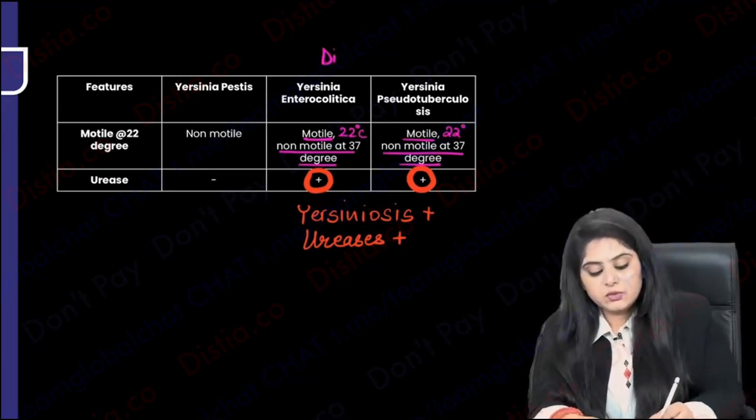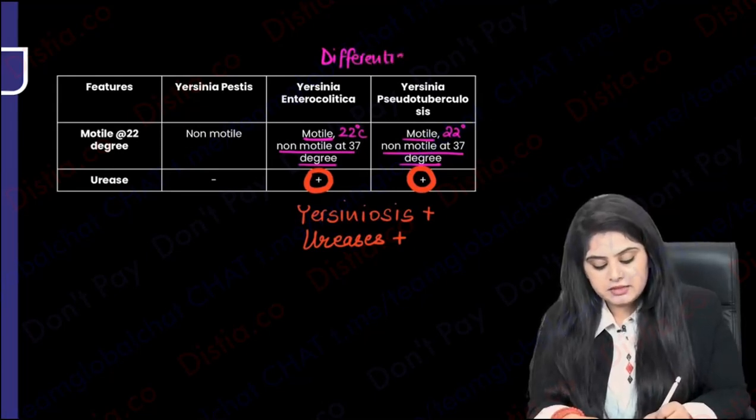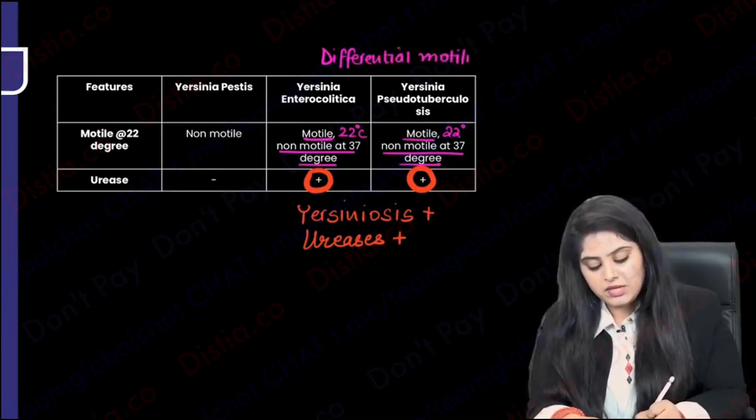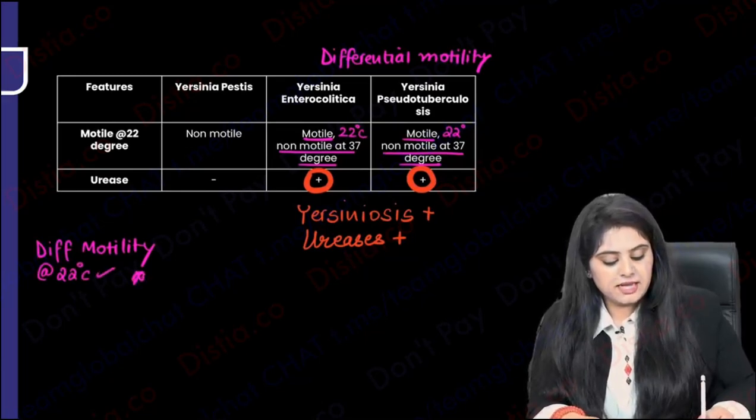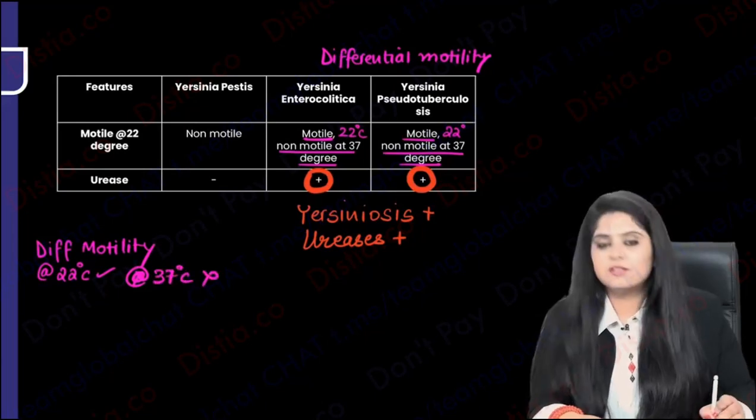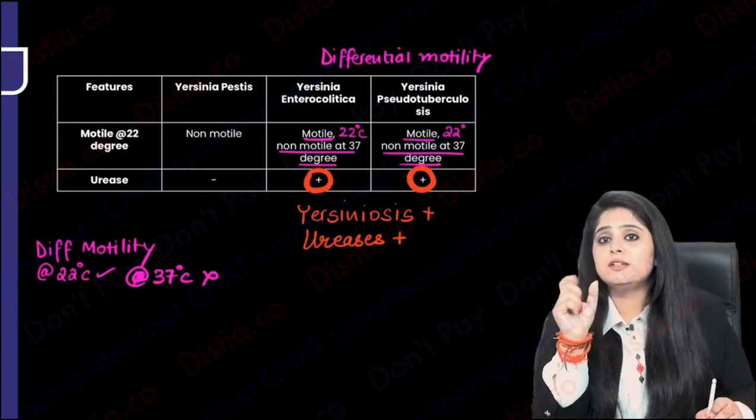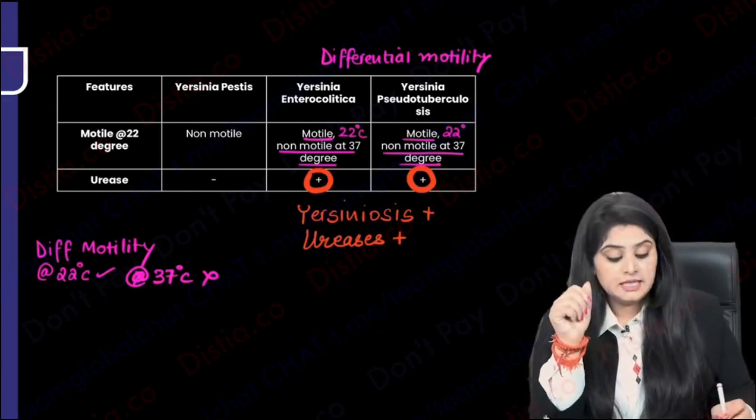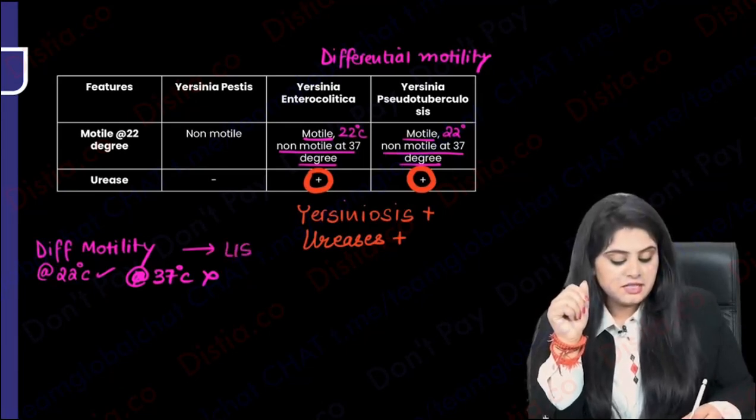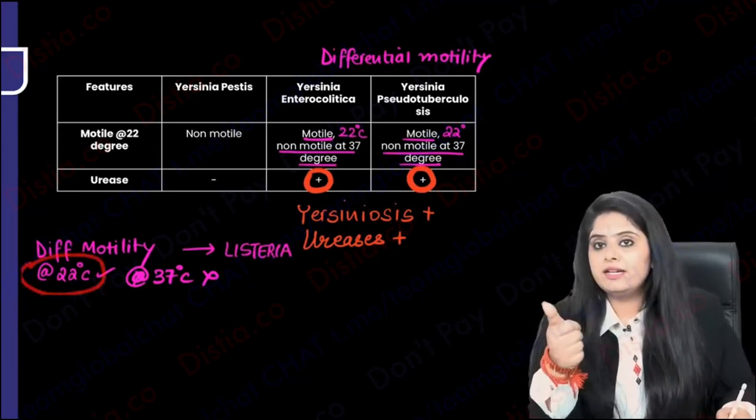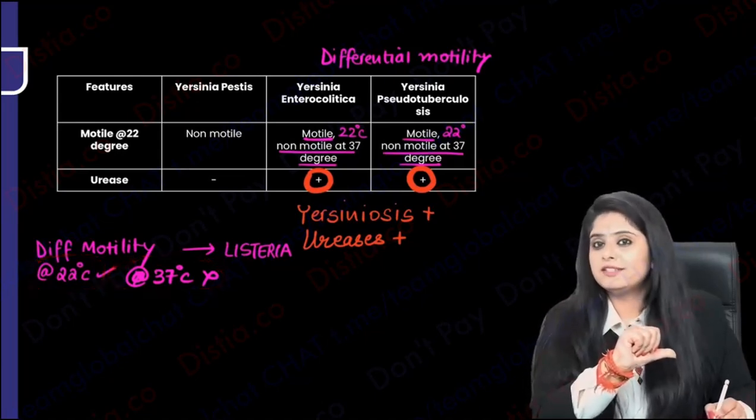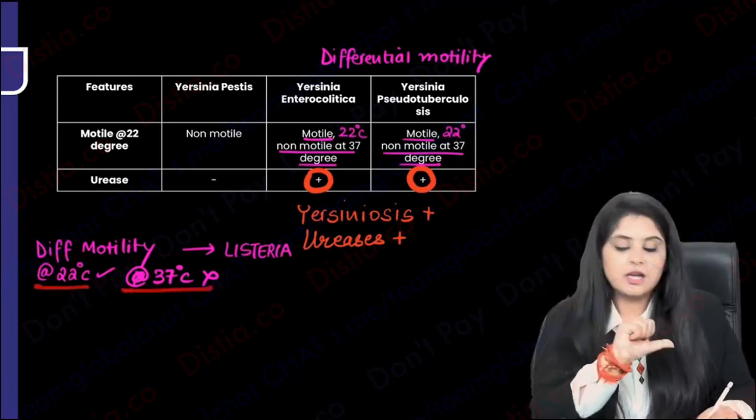What is this kind of motility known as? This is referred to as differential motility, in which you see motility at 22 to 25 degrees centigrade, but you don't see motility at 35 or 37 degrees centigrade. Did I tell you there is one organism that is tumbling all the time, like a drunk, keeps tumbling and falling? Listeria. We had studied that Listeria is also tumbling, and that tumbling organism could drink in his 20s but could not drink in his 30s because of age. That is how we had learnt it.